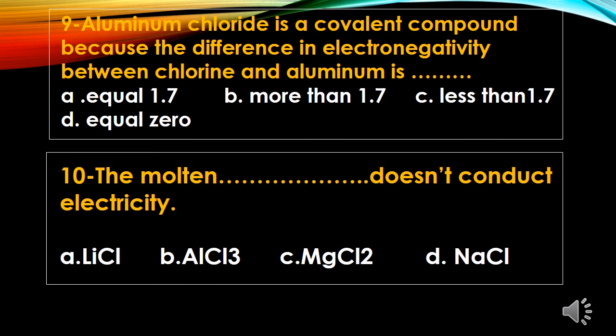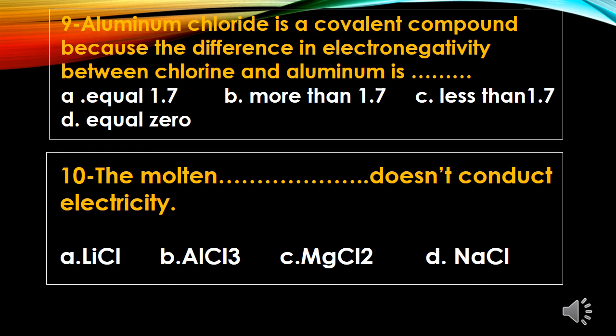Question number 9. Aluminum chloride is a covalent compound because the difference in electronegativity between chlorine and aluminum is A, equal to 1.7; B, more than 1.7; C, less than 1.7; D, equal to 0. In a covalent compound, the difference in electronegativity is high, but less than 1.7. So the answer will be C, less than 1.7.